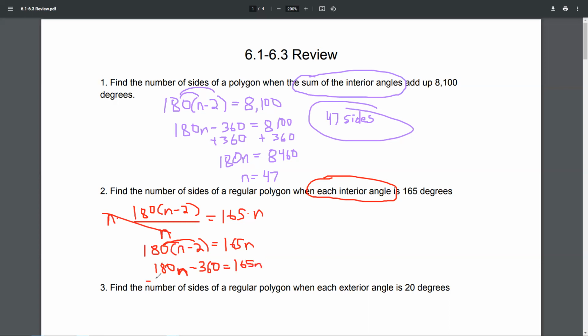Okay, then I can subtract 180n from both sides so that all my n's end up on the same side. So I'm going to end up with negative 360 on the left, and then that's going to be negative 15n on the right. And then when I divide both sides by negative 15, I'm going to get n equals 24. So this polygon, where each interior angle is 165, is going to have 24 sides.